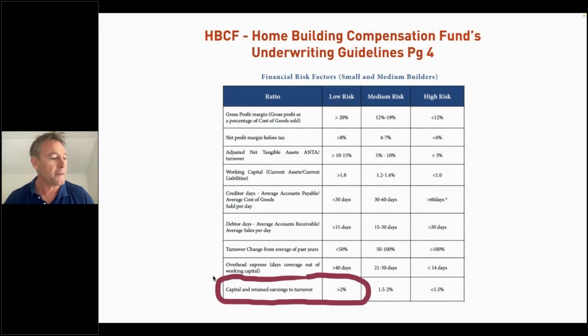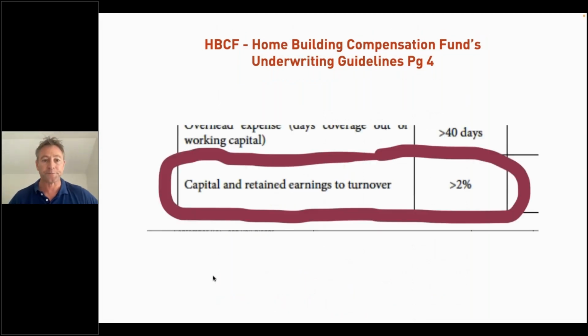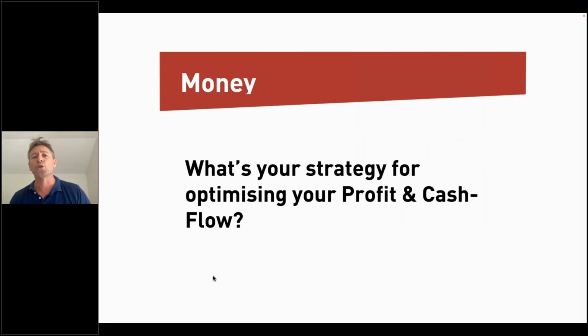This is going to help your financial health. You want to build up buffers of money. Okay, so there you can see it. And ultimately, in order for you to optimize your profit and cash flow, you need a strategy, right? So the question is, what is your strategy for optimizing your profit and cash flow?